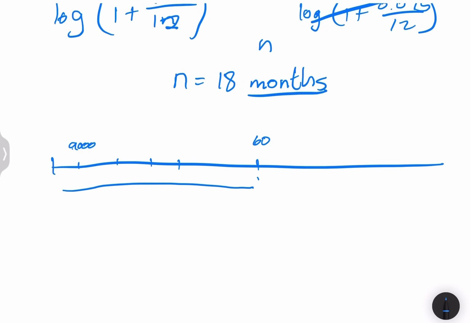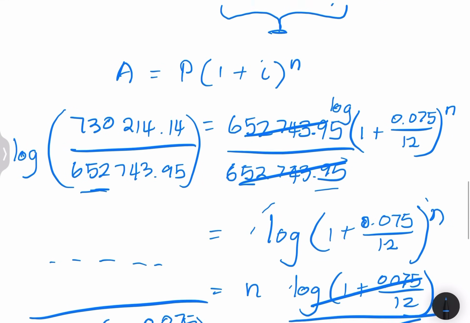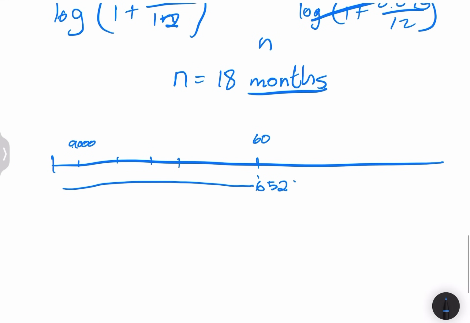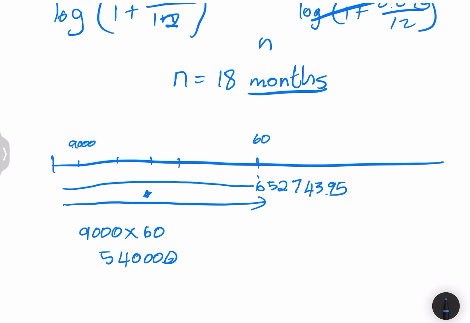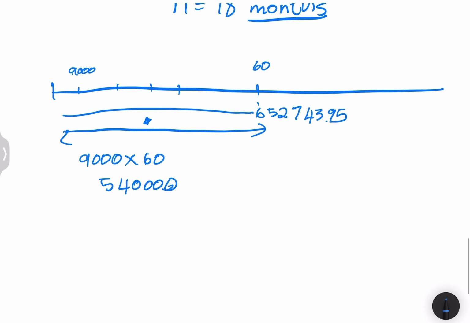period. Now, you remember the total accumulated amount was 652,743.95. Okay, so we can find out how much interest was earned over this period. How do we do so? We find the amount of deposits. Remember, we said 9,000 multiplied by 60. We got that 540,000. I hope you still remember that. So how much interest was earned over this period? We subtract that amount from this amount.